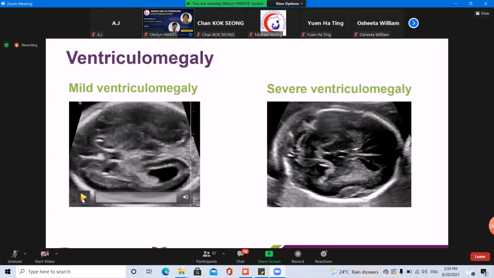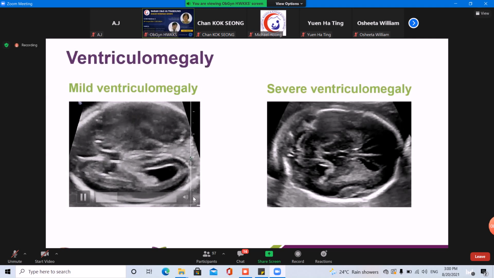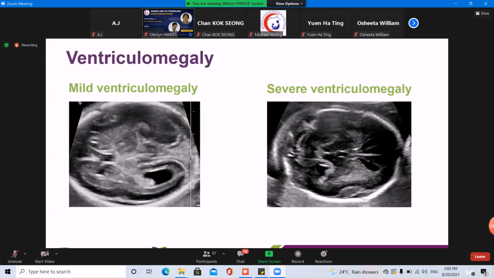But then when you look at the area surrounding the lateral ventricle, you can see the white band. So this white band is actually ventriculitis of CMV. CMV is cytomegalovirus infection. So when you see a white band surrounding the lateral ventricle, the first thing you should have in mind is CMV infection, cytomegalovirus infection. Now this here, the panel on the right-hand side shows you a case of severe ventriculomegaly.